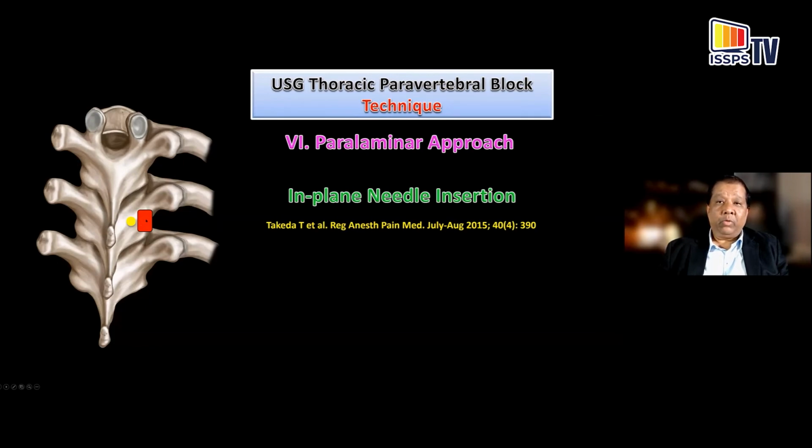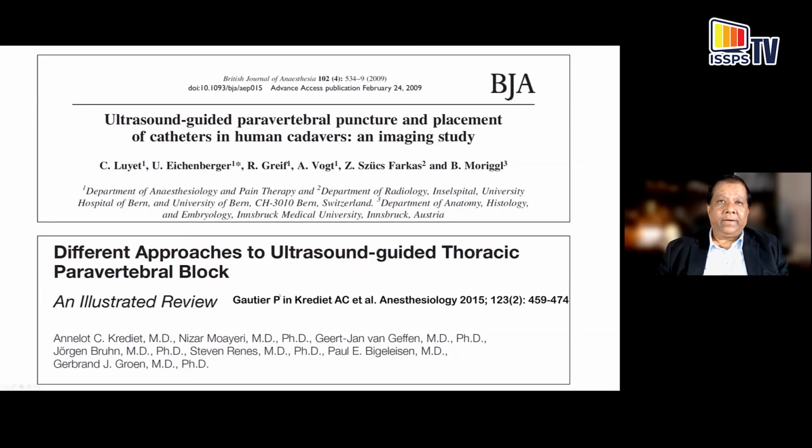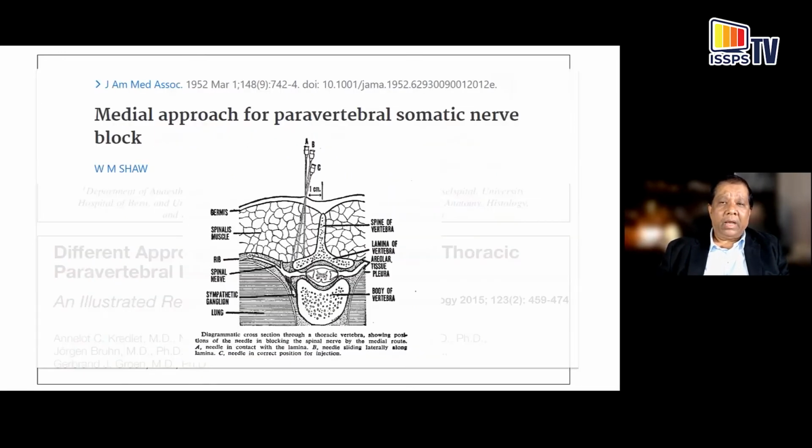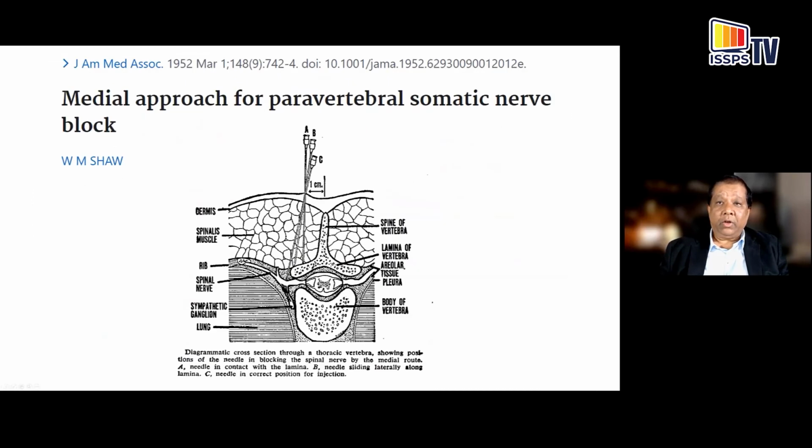It's a small probe, and you can see here. This technique is actually not novel in some respect, because it has been described by Louis in cadavers, and also by Dr. Gautier using the lamina or the articular process, and then directing the needle into the paravertebral space medially. So it is an approach where you insert the needle very close to the midline, identify the lamina or the articular process, and guide the needle into the paravertebral space.